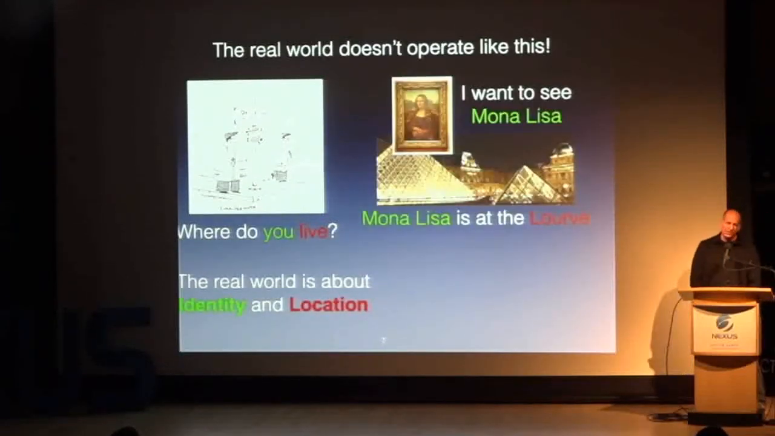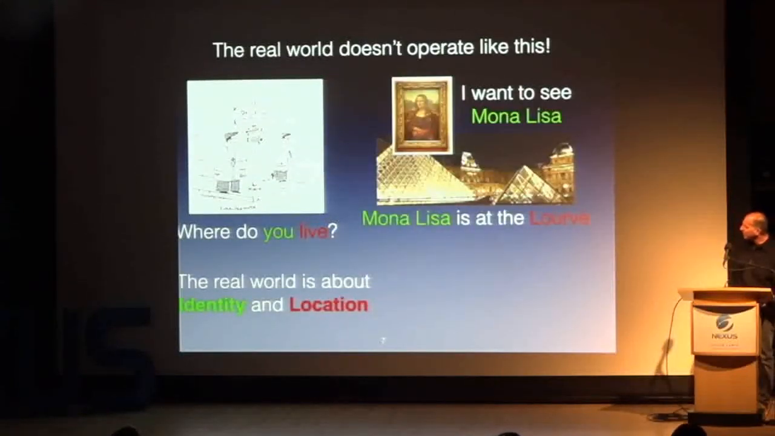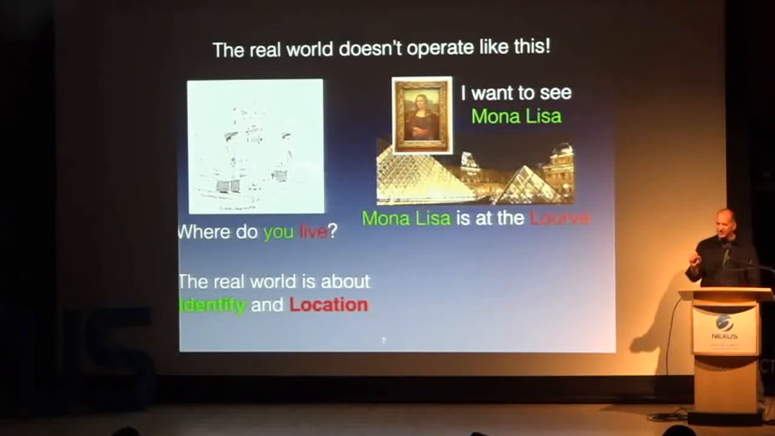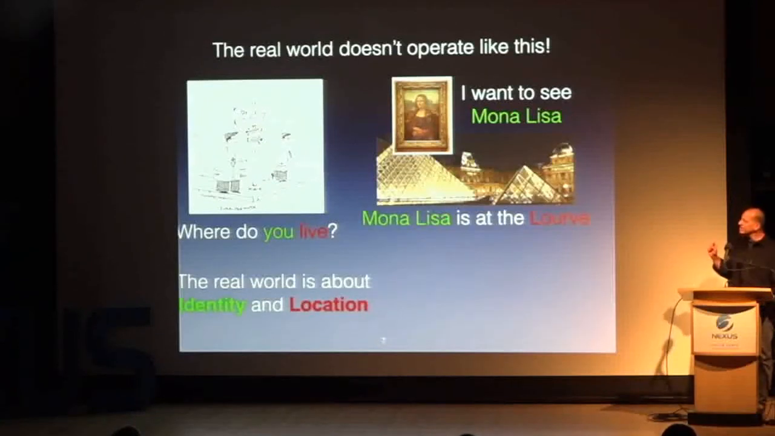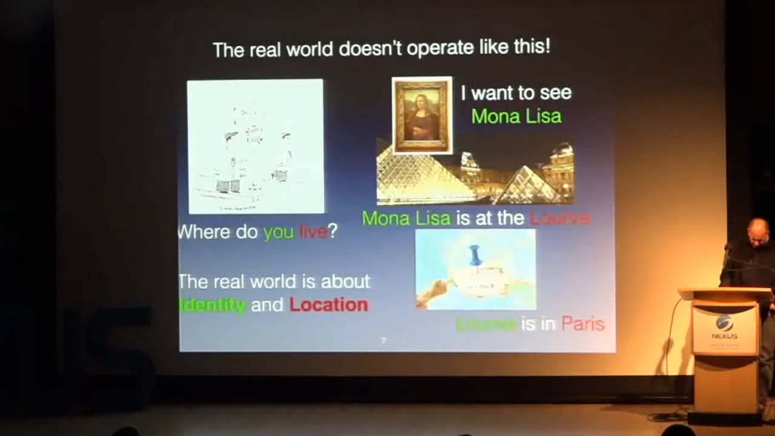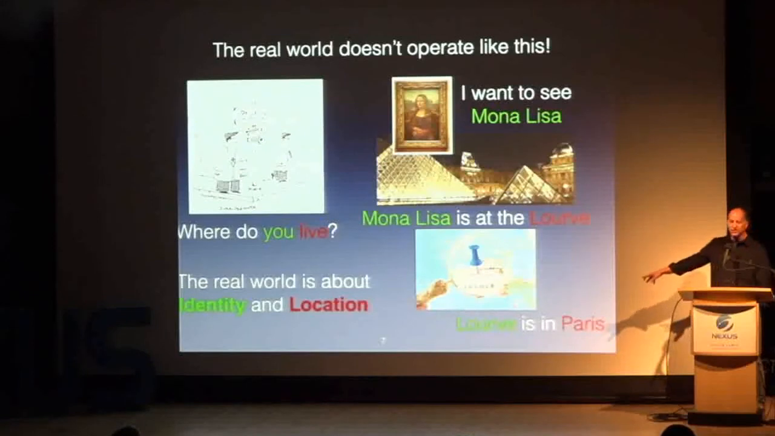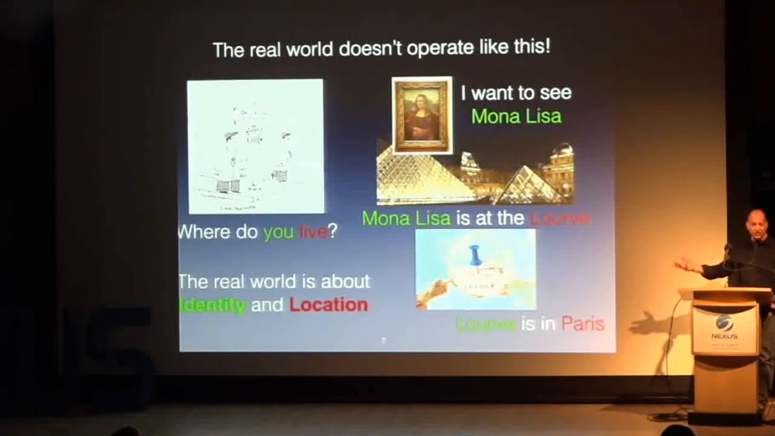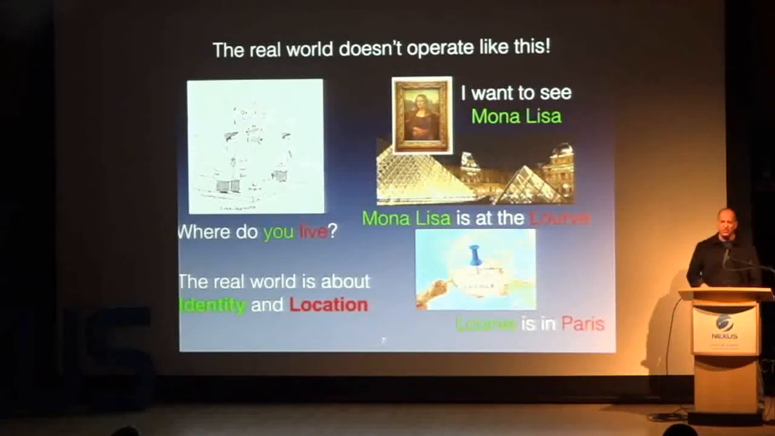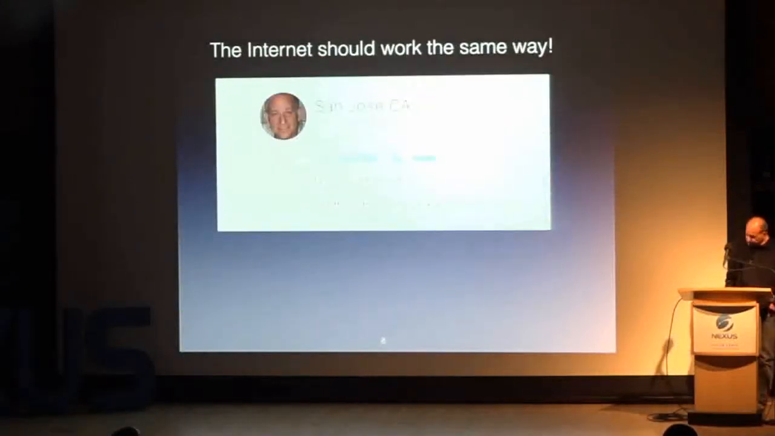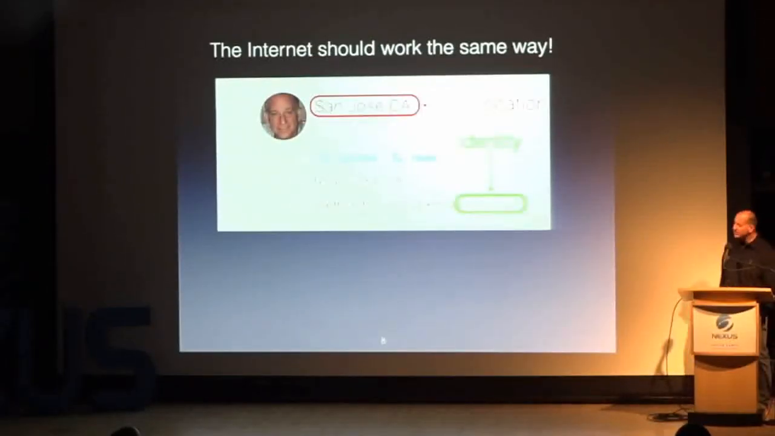If you say, I want to see the Mona Lisa, that's actually an identifier, and you know that the Mona Lisa is sitting at the Louvre. Well, Louvre is a location that's implied there, but you can iterate this concept even further and say, well, the Louvre is an identifier which is identifying a museum that's in Paris, France. So the internet should work exactly the same way. The identity should be Dino. And of course, the location should be San Jose, California.